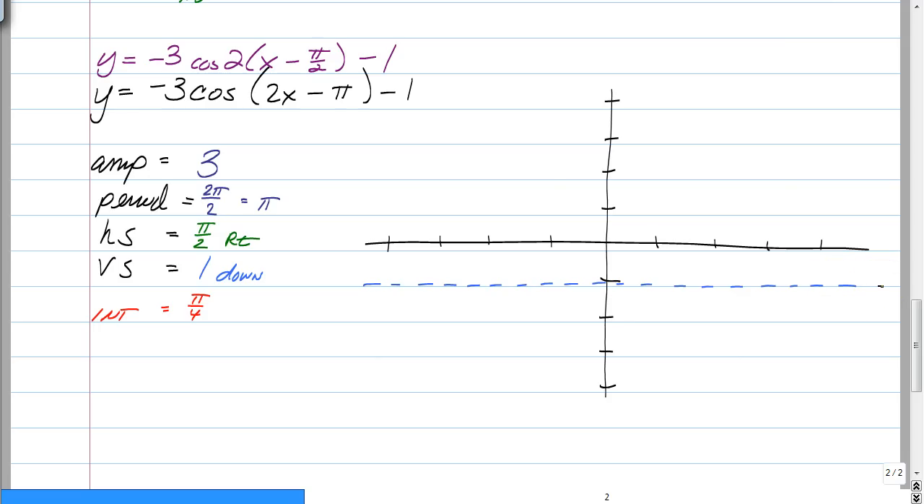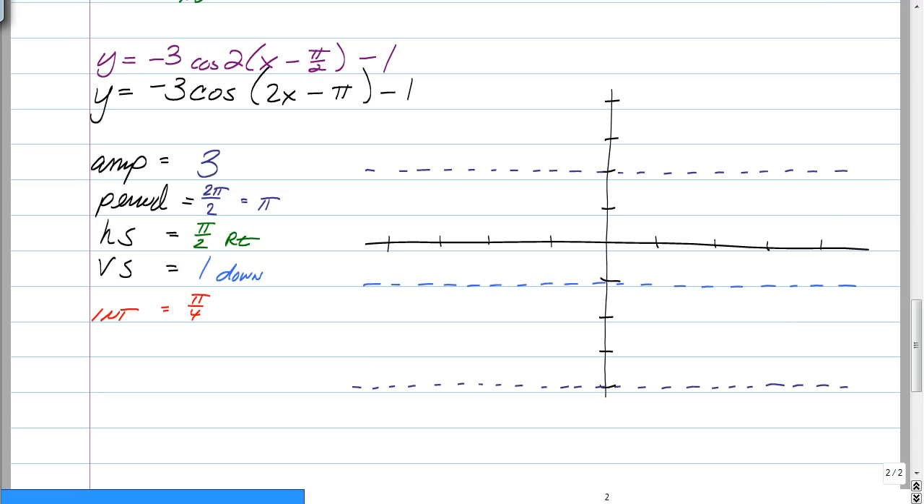And now you have to do an amplitude of 3 above and 3 below. So we would go 3 above the node line, which puts us at 2. And 3 below the node line, which puts us at -4. And then you have your horizontal shift. Your horizontal shift is pi over 2 to the right.